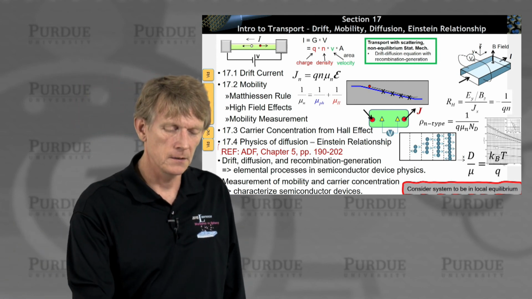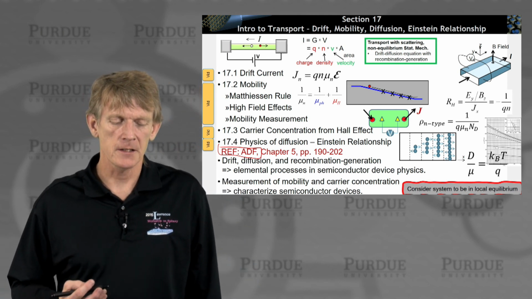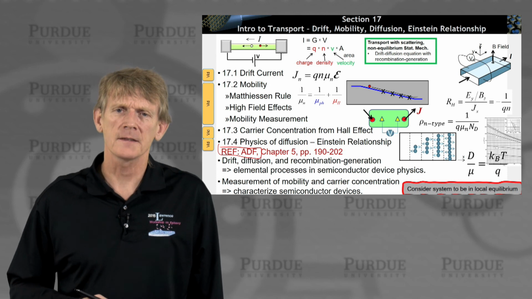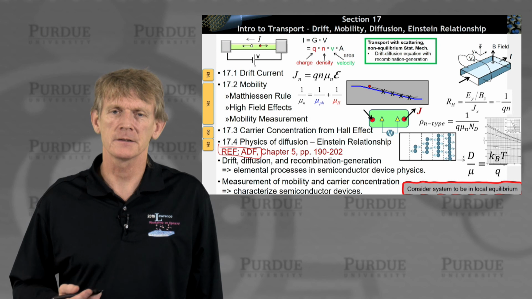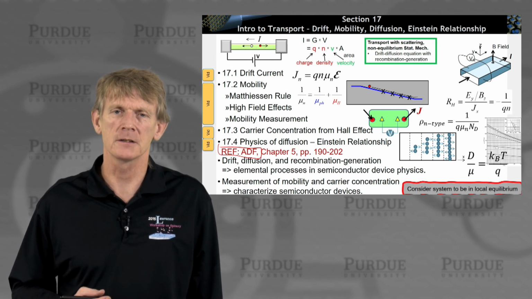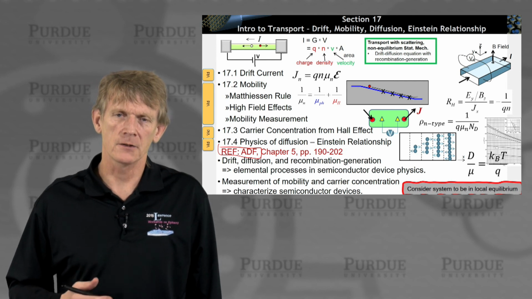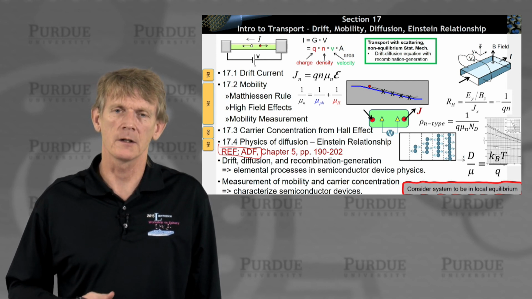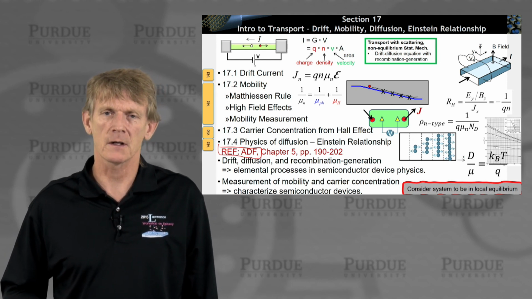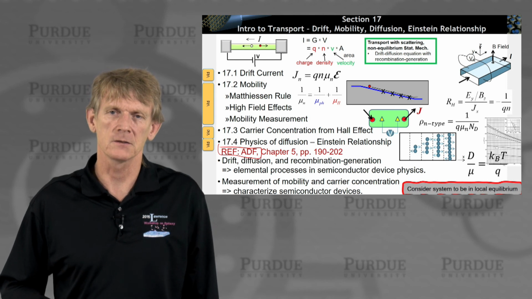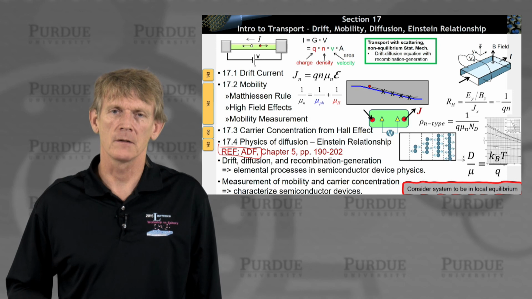You can read up more in the textbook. Drift, diffusion and recombination are these elemental processes that we have in device physics, and the mobility can be measured, carrier concentration can be measured. These characterize semiconductor devices. And these characteristics will flow into our understanding of electron flow. We can build simulators where we can design these structures, or we can have analytical expressions where we calculate current flow as well. And that's going to be the topic of the next segments.